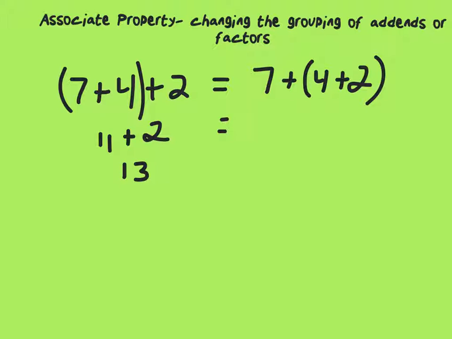Now on the right side, we're going to check if these are equivalent, and on the right side, the parentheses are around the 4 plus the 2 first, which means we need to add 4 plus 2 first, and when you add 4 plus 2, you get 6, and then we have to add the 7 to that, and 7 plus 6 is 13. So it doesn't matter, as long as it's addition, what numbers you add together first.